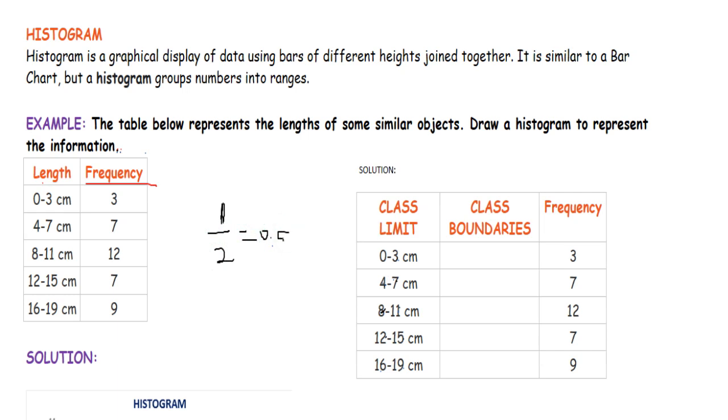So 0.5 will be subtracted from this class interval, and it will be added to the next. To be subtracted from the first class limit, and to be added to the next class limit. So all these limits are the lower class limits. You need to subtract 0.5 from all these lower limits, and you add 0.5 to all these upper class limits. So let's do that now.